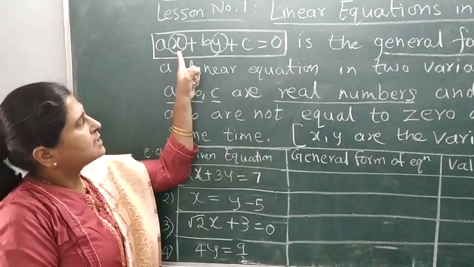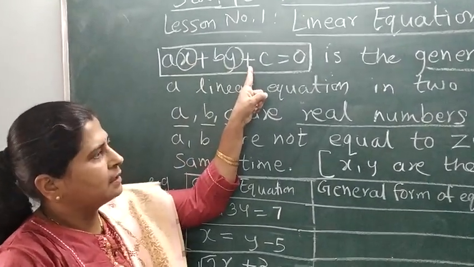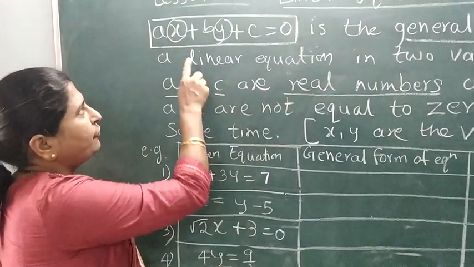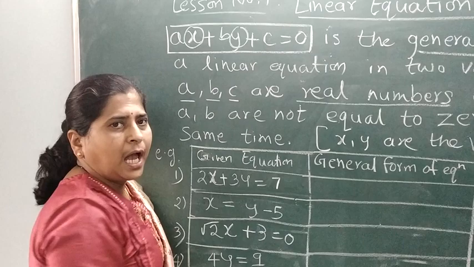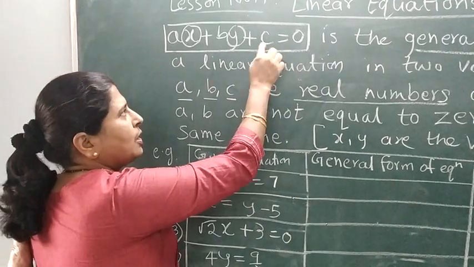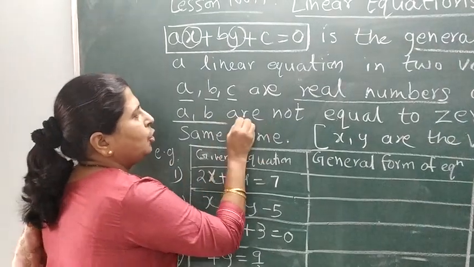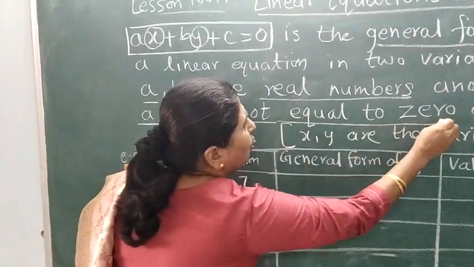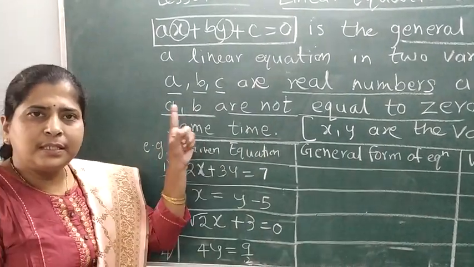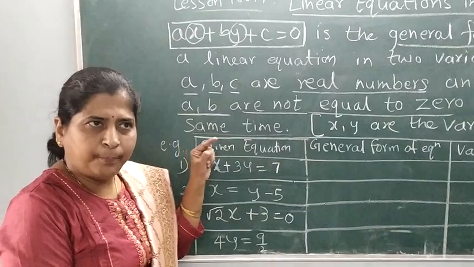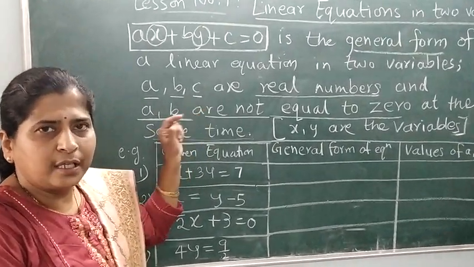So this linear equation is in variables x and y, and a, b, c are the real numbers, out of which a is the coefficient of x, b is the coefficient of y and c has no variable, so it is called a constant term. And one more condition, that a and b are not equal to 0 at the same time. So if these conditions are applicable, then it is called the general form of a linear equation.